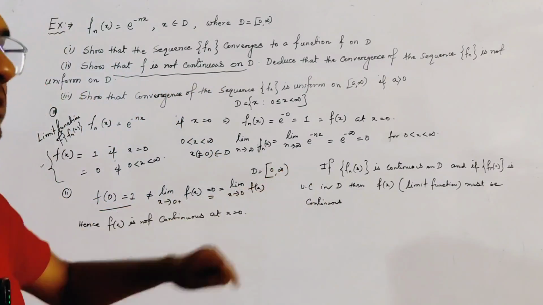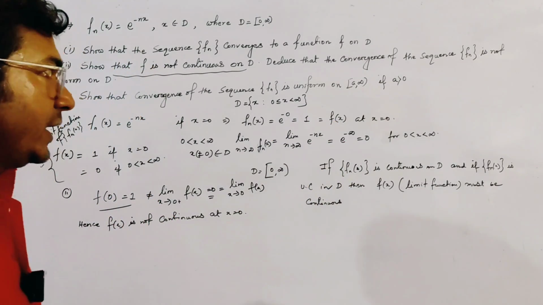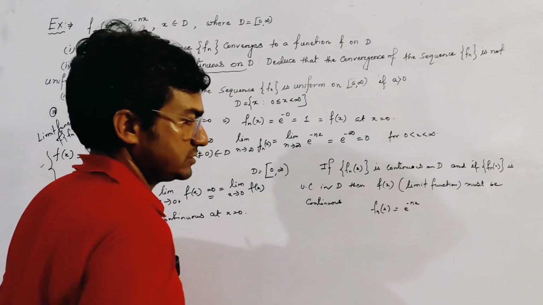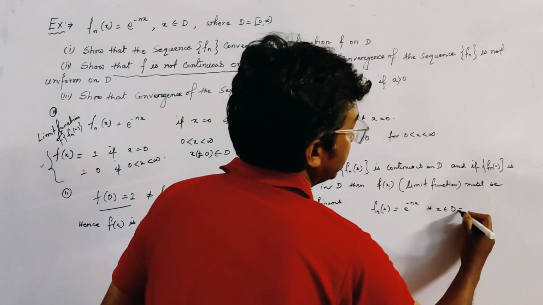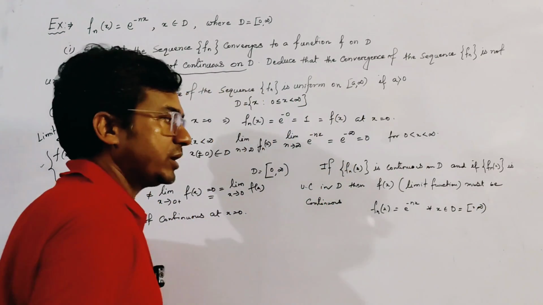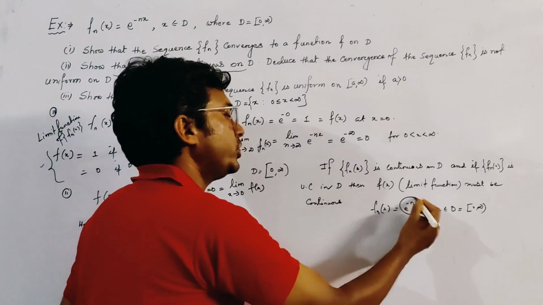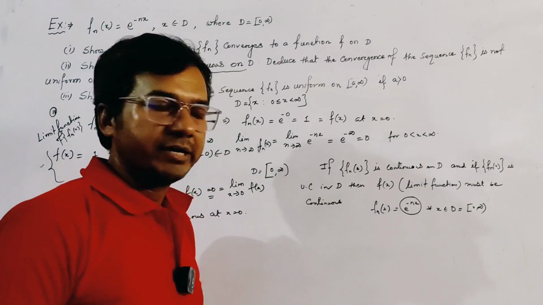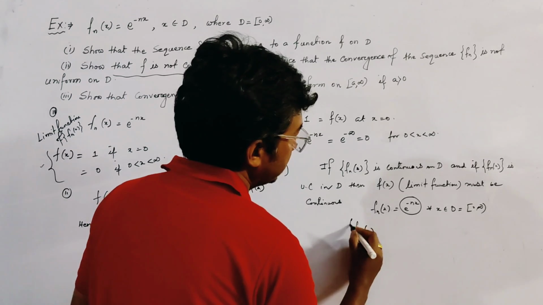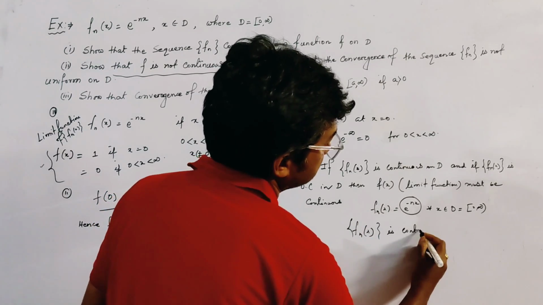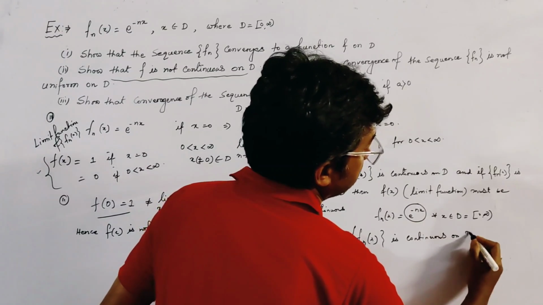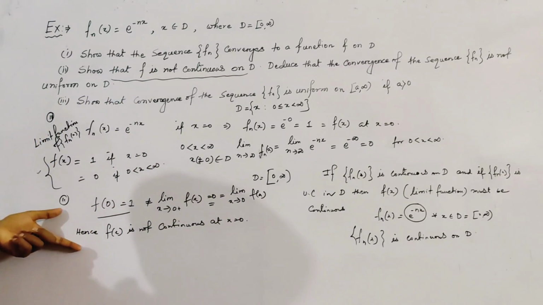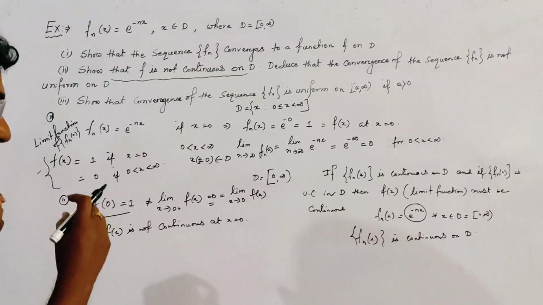Okay, we use this theorem, we write the statement of this theorem. Here f_n(x) is equal to e to the power minus nx for all x belongs to D. Here D is equal to 0 to infinity. And we know that the exponential function, that is e to the power minus x, is continuous everywhere, right? So we say that f_n(x) is continuous on D.